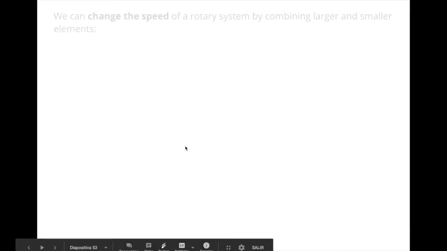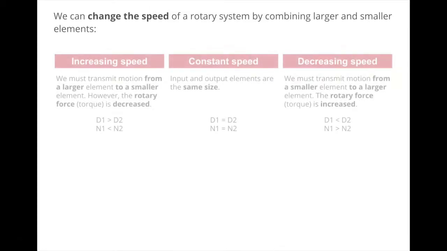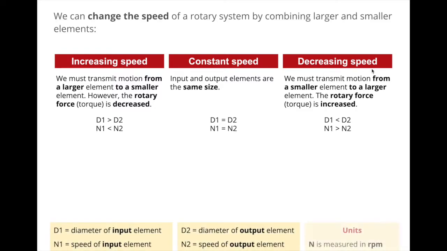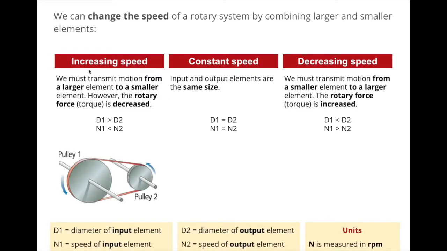So we are here, and we can change the speed of a rotary system by combining larger and smaller elements. We can increase the speed, we can keep a constant speed, or we can decrease the speed. How do we do this? Well, look at this. If we want to increase the speed, we just have to put a pulley which is smaller than the first one.